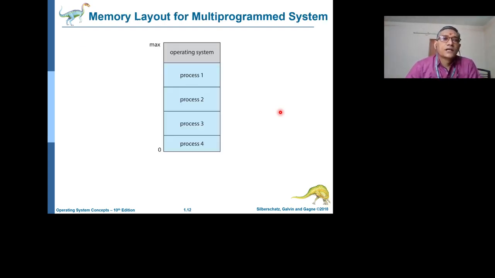So this is the typical memory layout of a program in a multi-programming system. You see, n number of processes are available in the main memory at a time, so the CPU can switch between these processes during the course of execution.